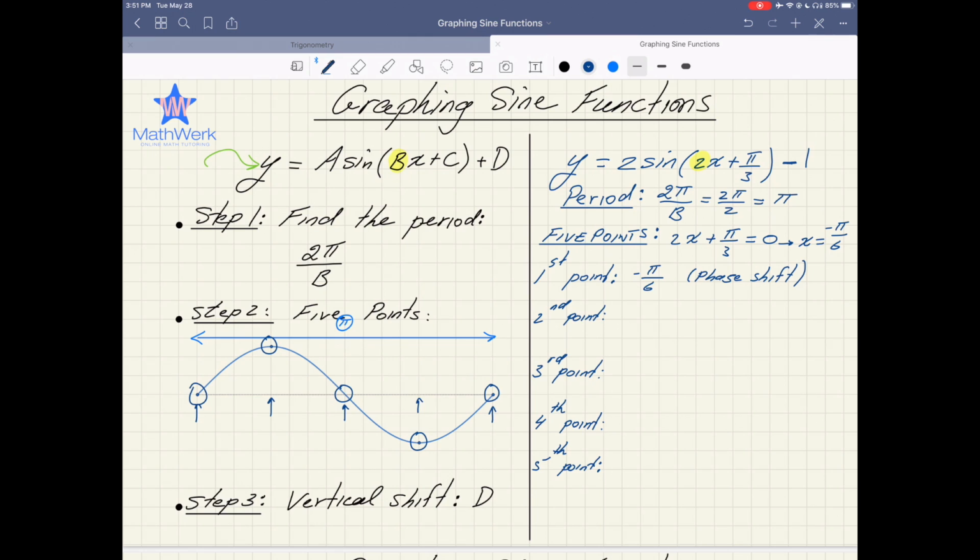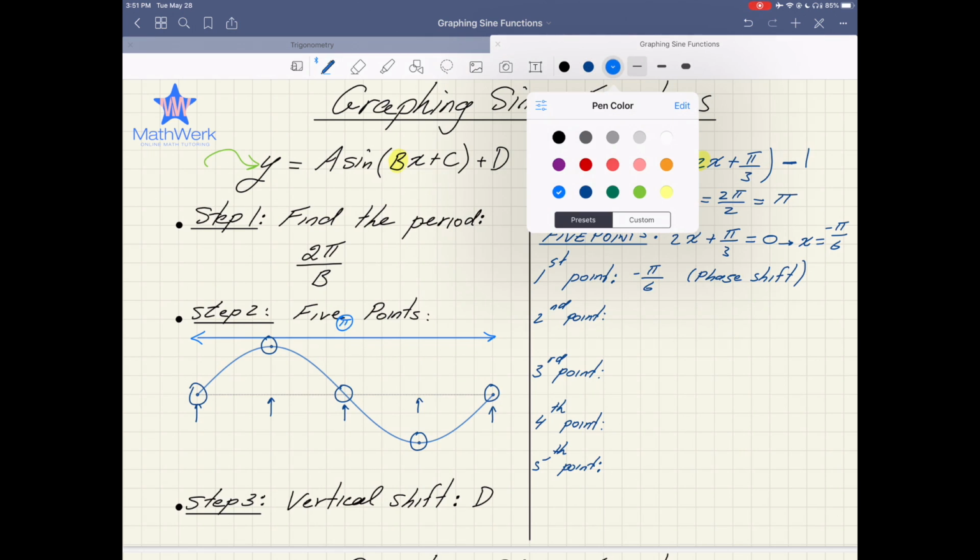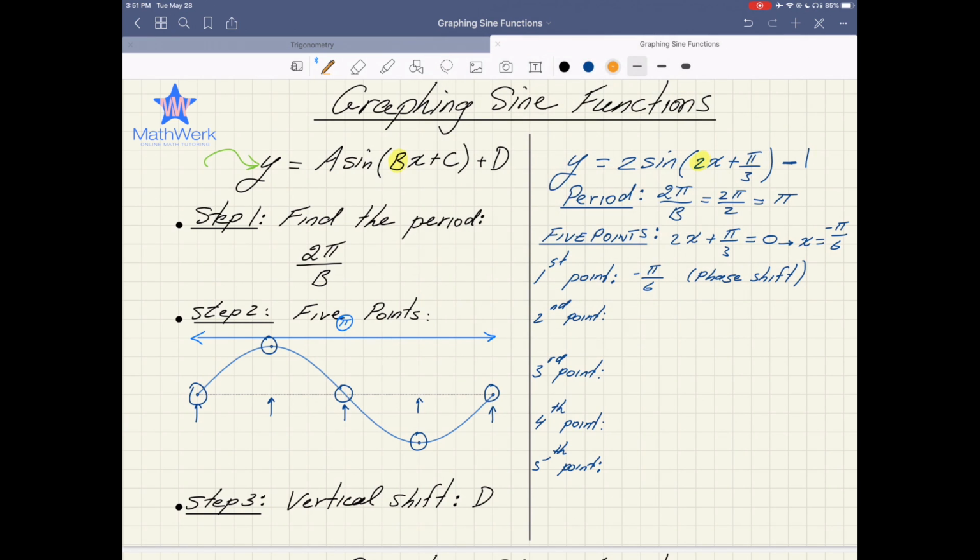Now, going back to this diagram here on the left, we see that if I divide the period into 4 parts, that'll give me the other 4 points. So this distance here is the period divided by 4, which is pi over 4. Similarly, this distance here is pi divided by 4. Continuing in this way, we're going to learn how to find the other 4 points.